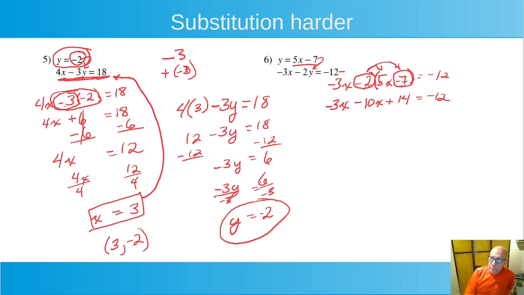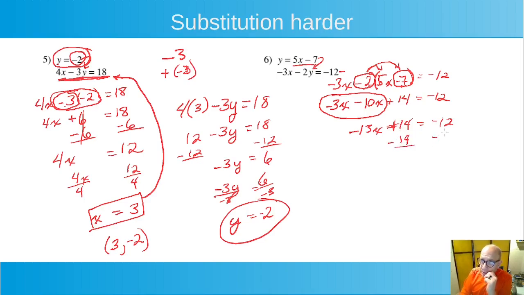All right. So we have to do a little bit of work here. Negative 3x minus 10x, these are like terms, so I can combine them together. Negative 3x minus 10x is negative 13x plus 14 equals negative 12. This is a two-step equation. So first thing I'm going to do is subtract 14 on both sides. And so I have a negative 13x equals negative 26.